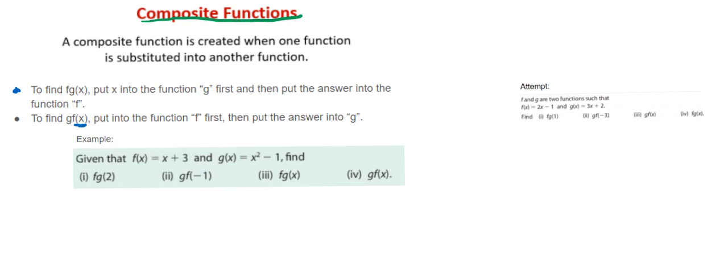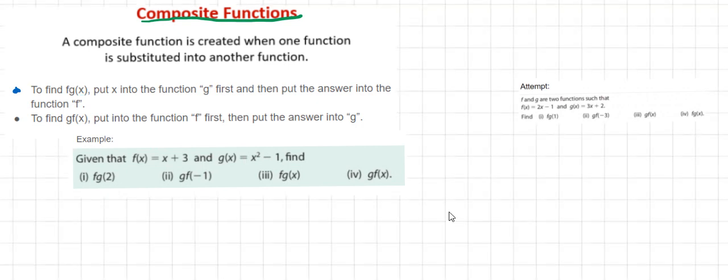So here, see the way f is closer to the x there, so therefore you put the x into f first, and then after that you put the answer into g. And for the top one, because g is closer to x there, you put the x into the g function first and then the answer into f. So hopefully it'll become a bit clearer when we go through these examples.